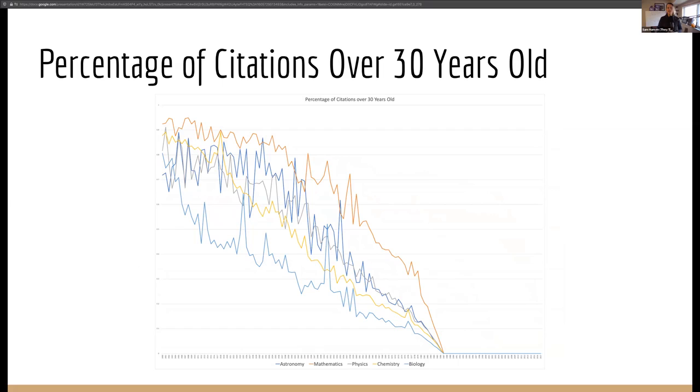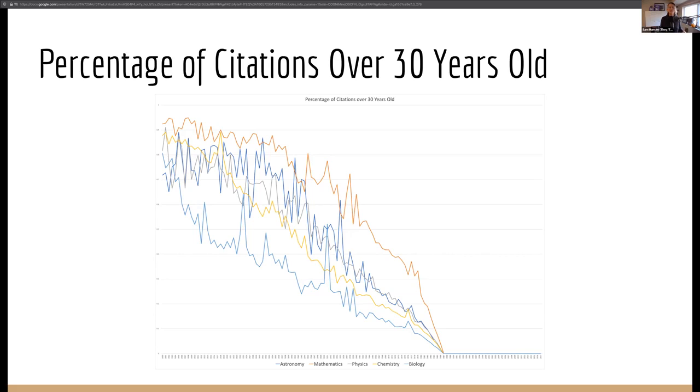I think it's really interesting to note for this set of data that the first time the percentage of citations over 30 years old drops, and so this is over 30 years instead of under 30 years, it's the inverse of the previous. The first time it drops below 50% for mathematics is 1965. And so for other disciplines, it was 46 for physics and astronomy, 41 for chemistry, 1912 for biology.